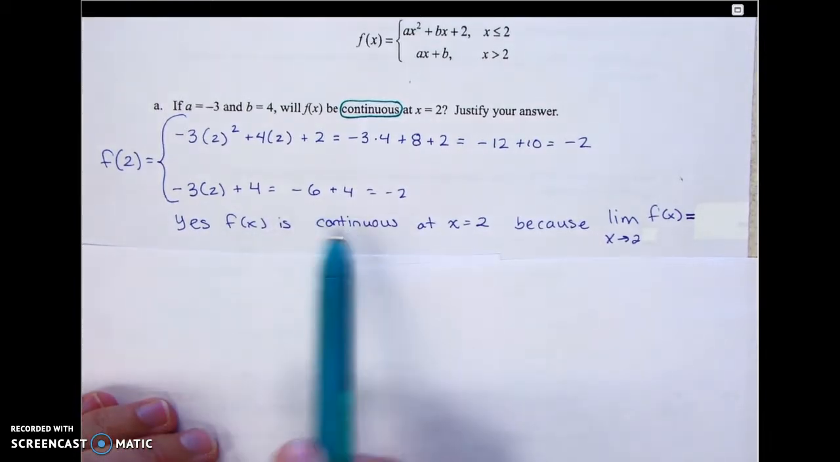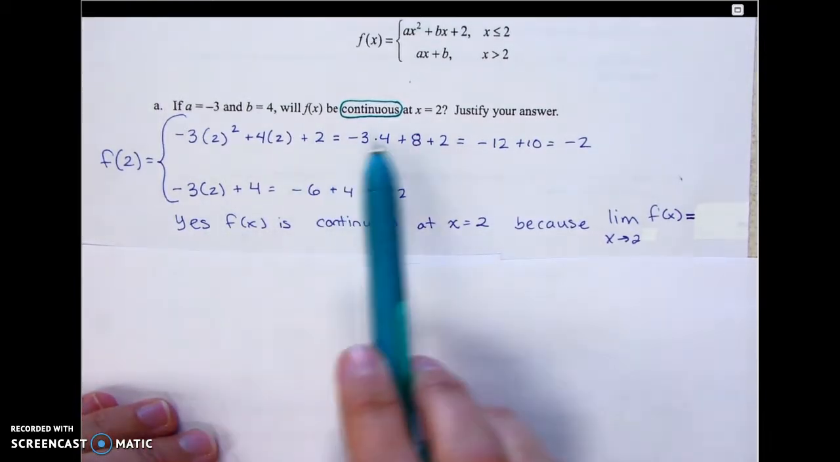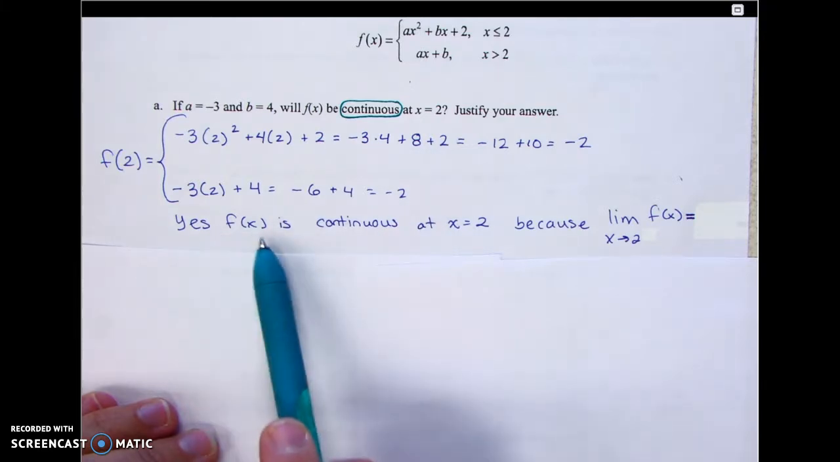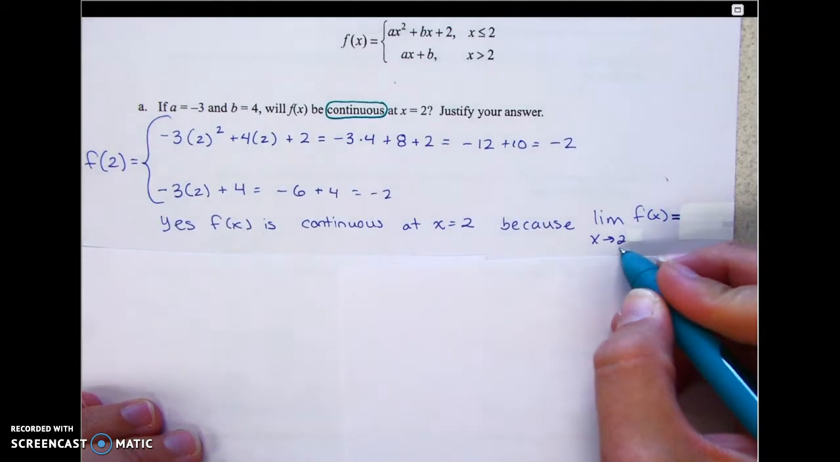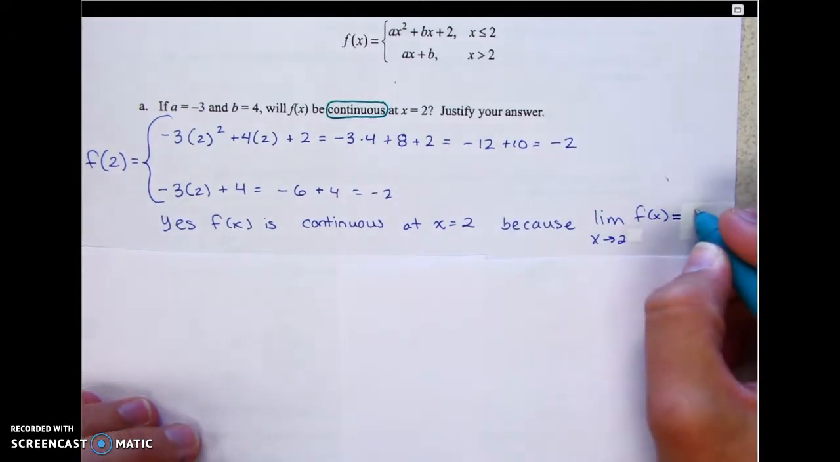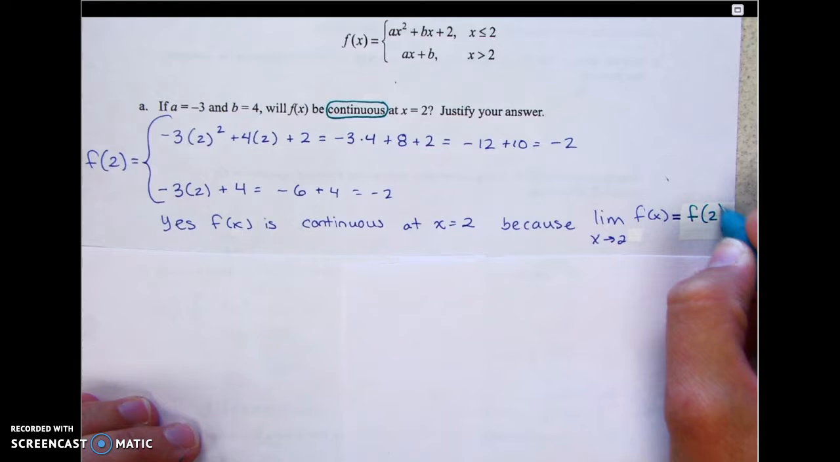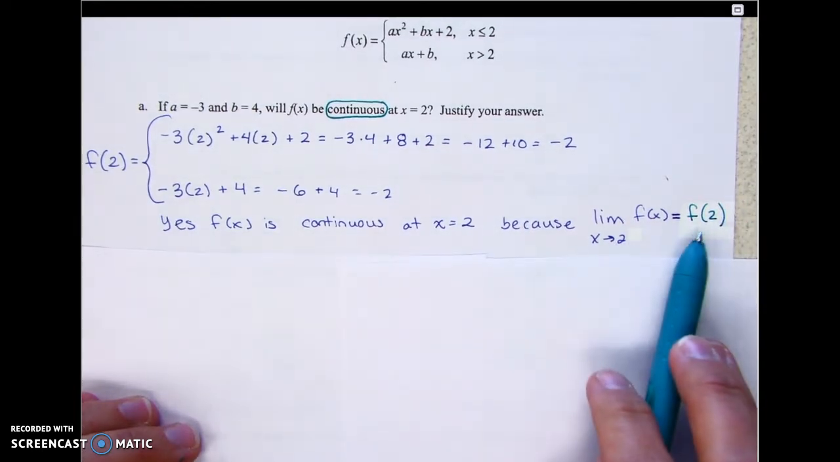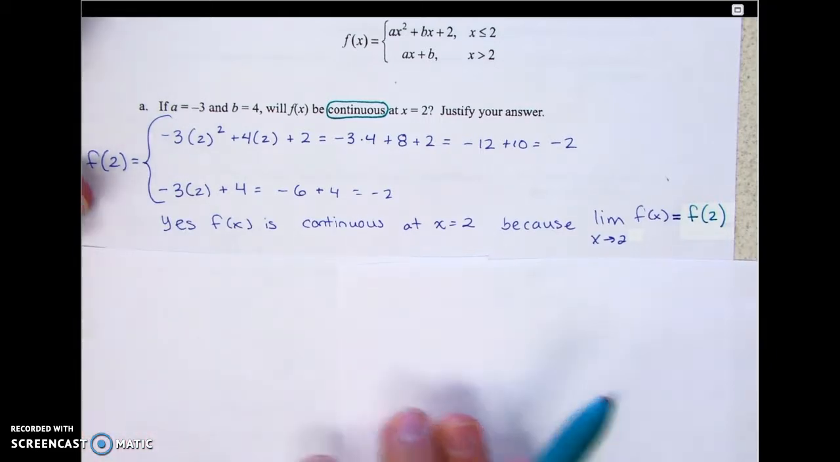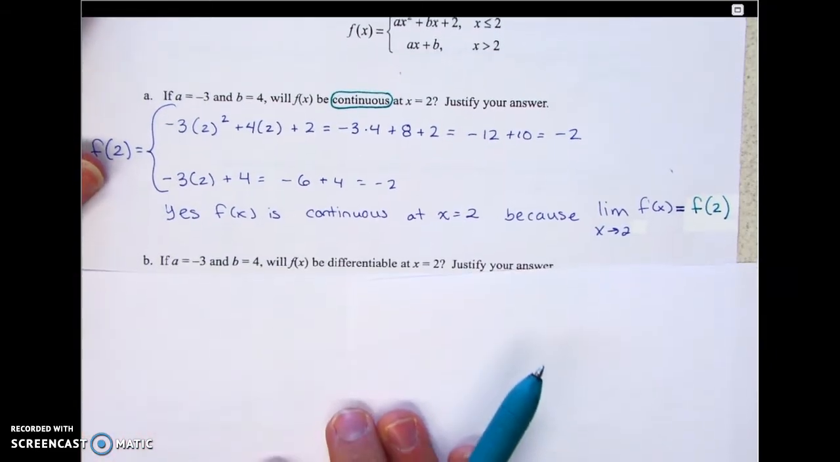You have to answer the question. Is it continuous? You have to say yes or no. Yes, f is continuous at x equals 2, because the limit as x approaches 2 of the function equals f of 2. So the limit from the left equals the limit from the right, and they both equal the function. Okay, how do you tell if it's differentiable?